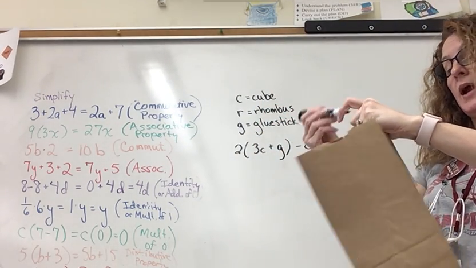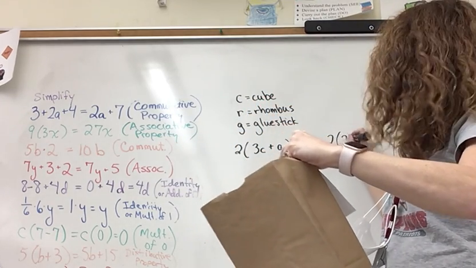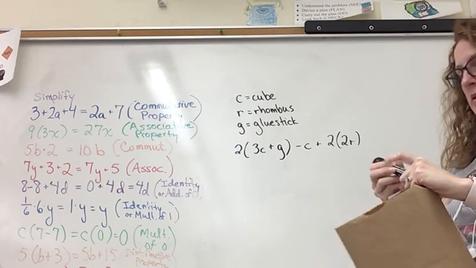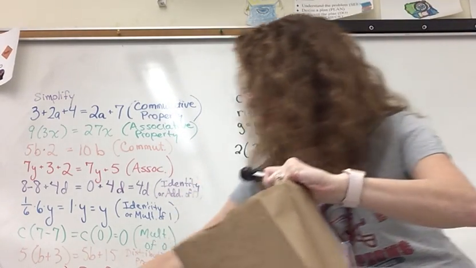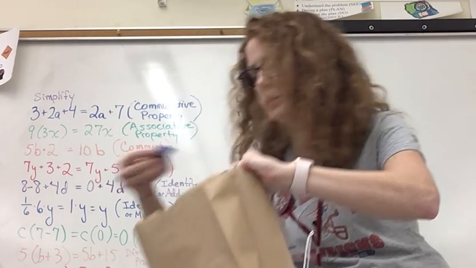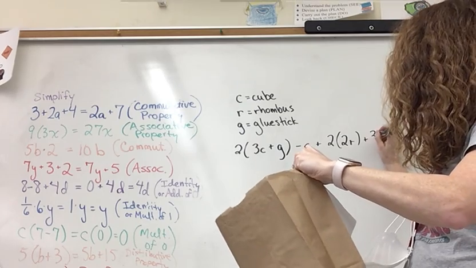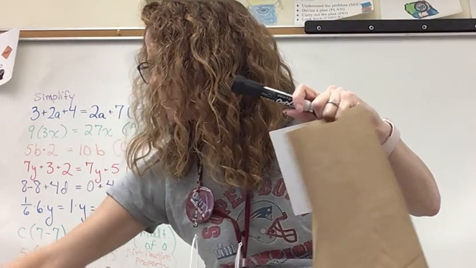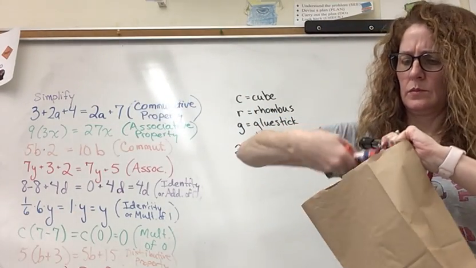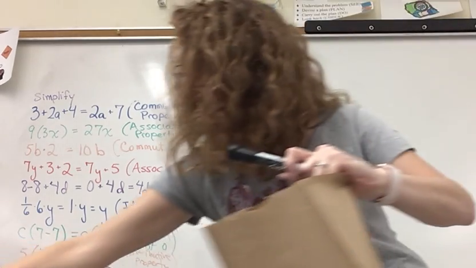Let's see, I'm now going to add in 2 groups of 2 rhombi or rhombuses. There's a group of 2 rhombi or rhombuses, another group of 2 rhombi or rhombuses. I'm going to add into it 3 glue sticks. 1, 2, 3.